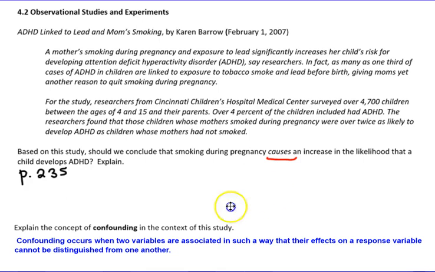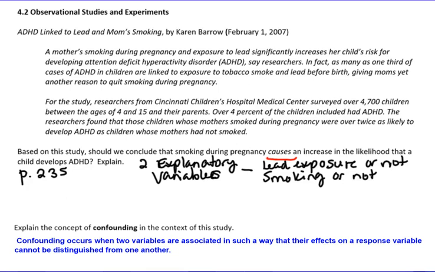So when we look at this, the question is, were any variables deliberately manipulated by the researcher? What variables do we have here? We have two potential explanatory variables, which are the lead level, or the exposure to lead, and the smoking. We have a response variable, and the response variable is whether or not the child has ADHD, so ADHD or not.